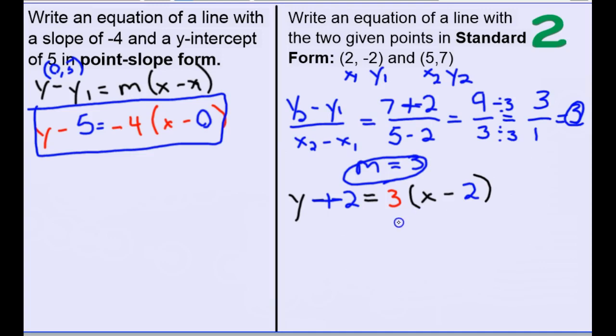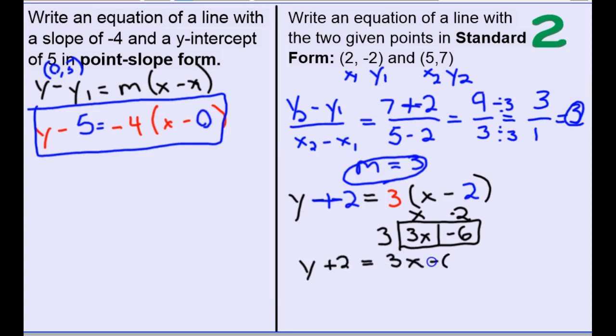So then if we get rid of our parentheses, we gotta draw our box. We get 3 and x minus 2. 3 times x is 3x. 3 times negative 2 is negative 6. So what we have left is y plus 2 equals 3x minus 6.